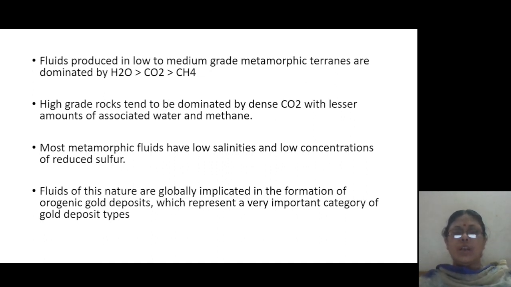Fluids of this nature are globally implicated in the formation of orogenic gold deposits, which represent a very important category of gold deposit types. We know that the primary gold deposits are formed in orogenic conditions. You know that gold veins are formed during the orogenic process. So that is the most common primary gold deposit, and fluids of this nature are globally implicated in the formation of orogenic gold deposits.